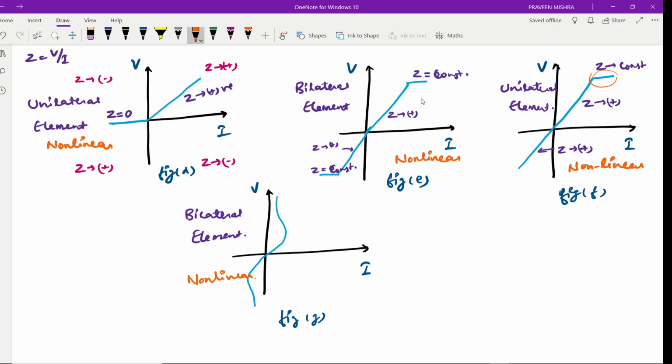And what is the criteria for active and passive elements? An element is said to be active if its characteristic has different impedance in different regions, or an element is said to be passive if its characteristic has positive impedance in all directions. Okay, it should have positive impedance in all directions, that will be passive. Here this is zero and it is offering positive impedance. That's why it will be a passive element.